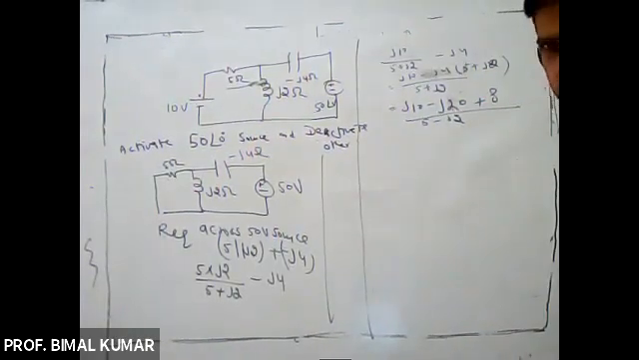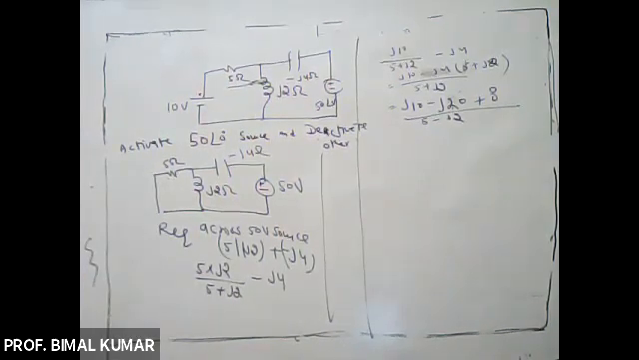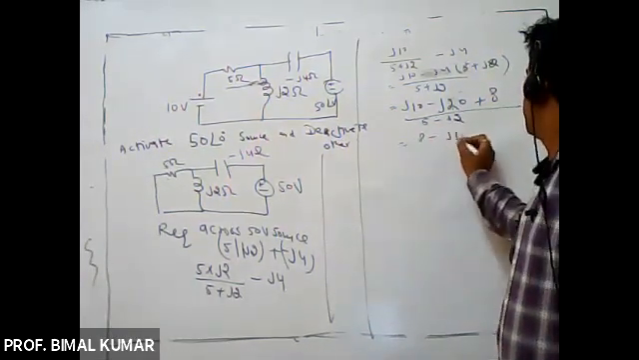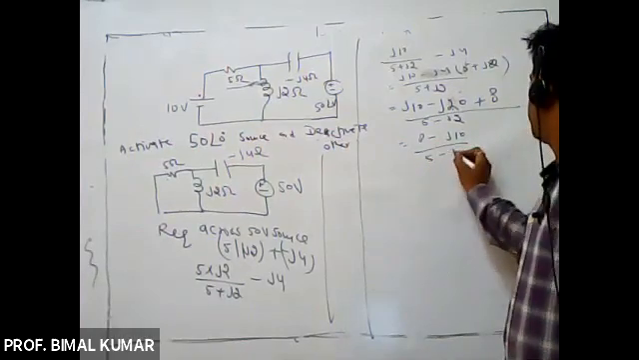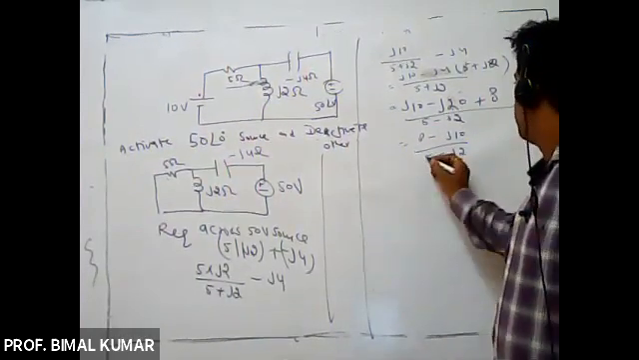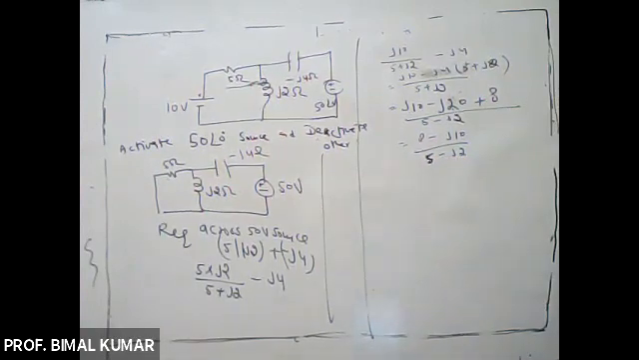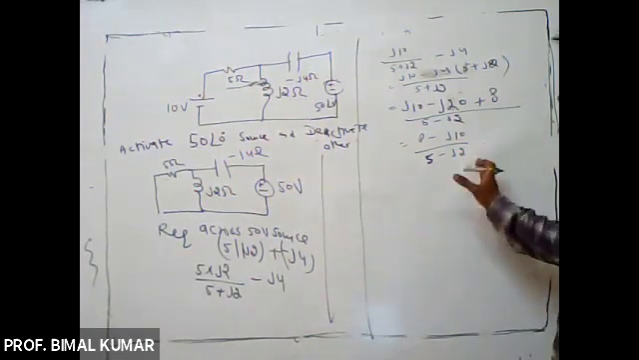So in this type of question, the calculations are somewhat typical. You will have to take care of that. So this will be 8 minus j10 upon 5 minus j2. So either you rationalize it or convert that into polar form, and after that you may calculate R equivalent here.